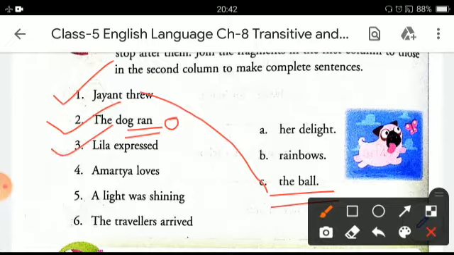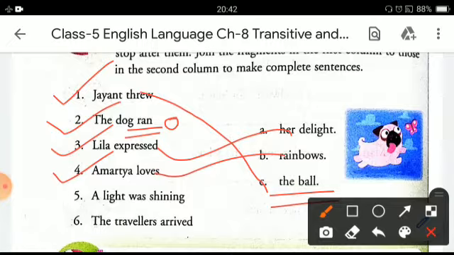Third sentence is Leela expressed. Again, it's a fragment of a sentence and let's add a suitable object to it to make its sense complete. Leela expressed her delight. Now the sentence is complete and it is a transitive sentence. Fourth one is Amritya loves. Again, transitive sentence having a fragment, that is rainbows, an object. Amritya loves rainbows. Now the sentence has become complete by adding the object rainbows to it.